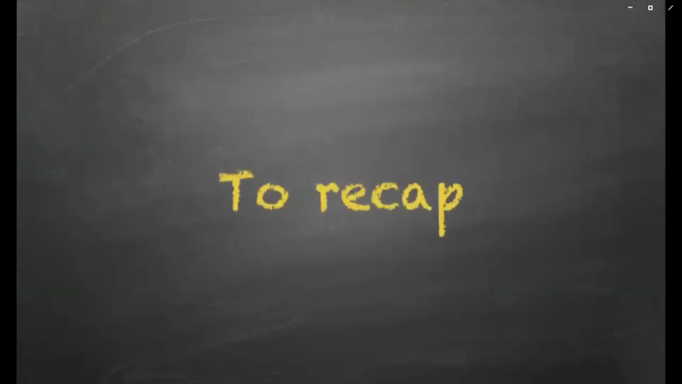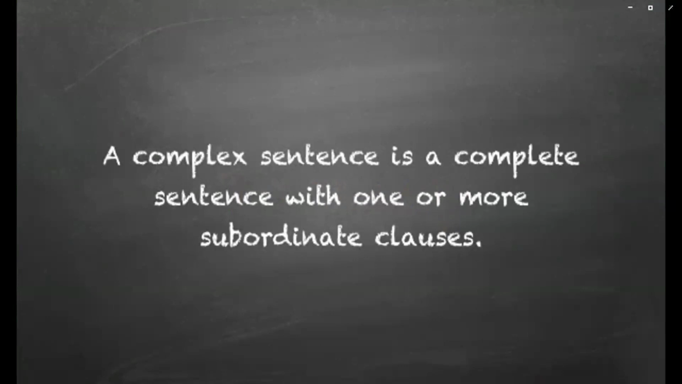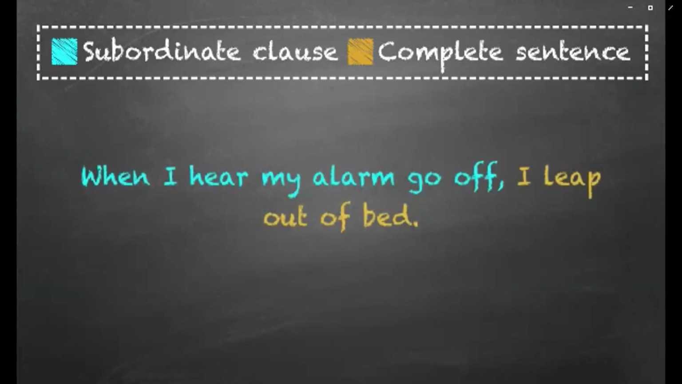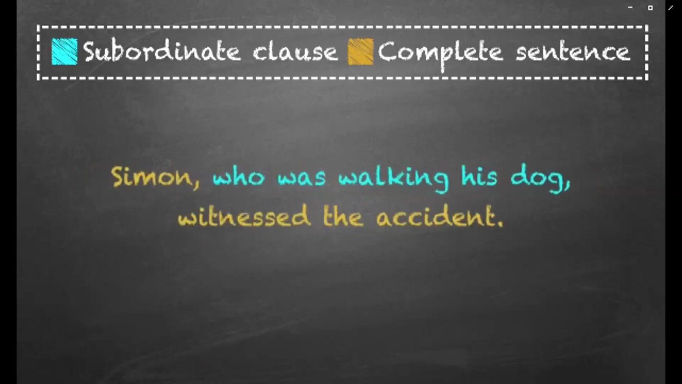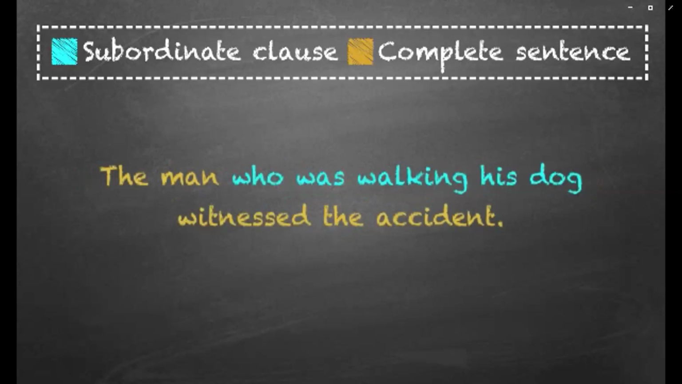To recap, a complex sentence is a complete sentence with one or more subordinate clauses. The subordinate clause can appear at the beginning of the sentence with a comma, or at the end of the sentence without. It can also appear in the middle of the sentence, with commas if it is non-essential, and without commas if it is essential to the understanding of the sentence.